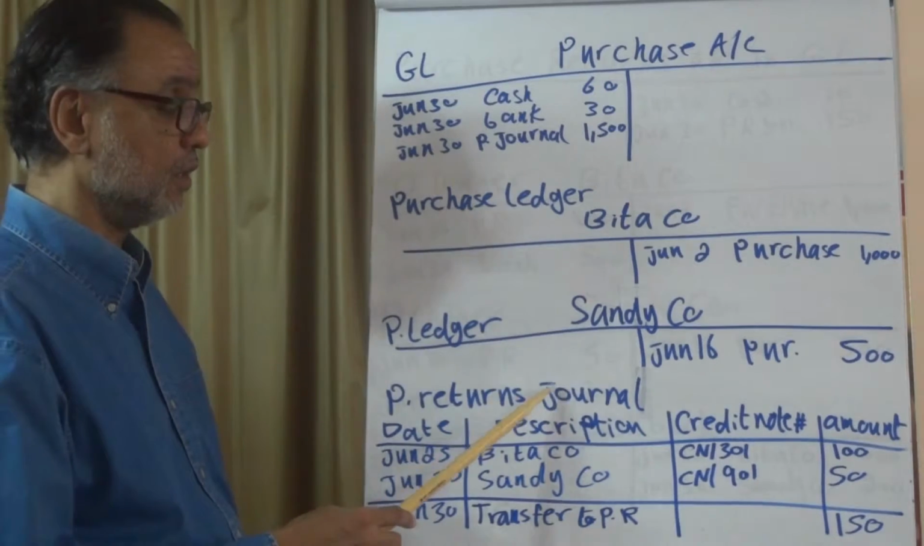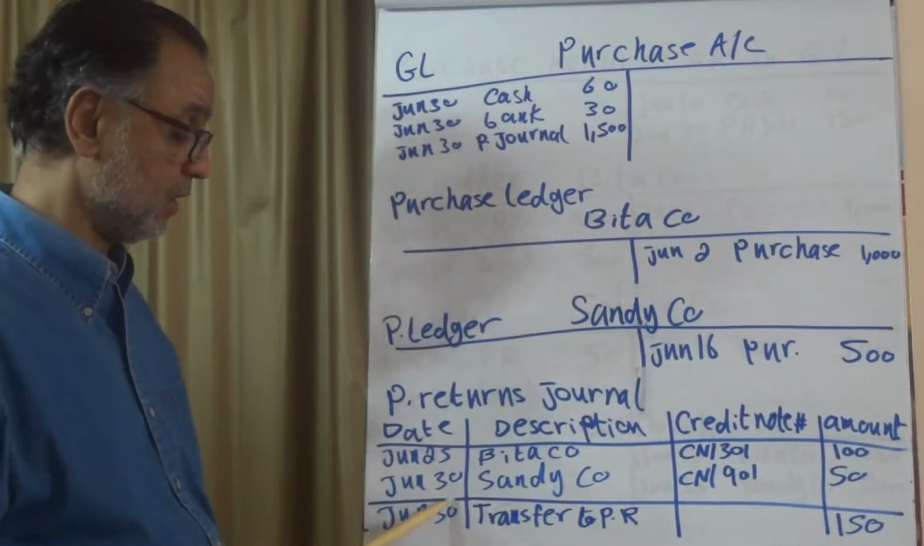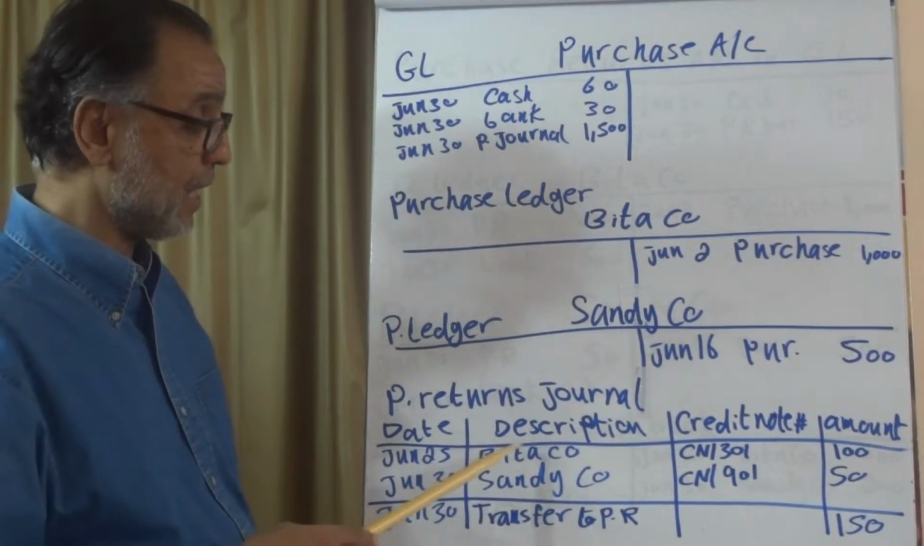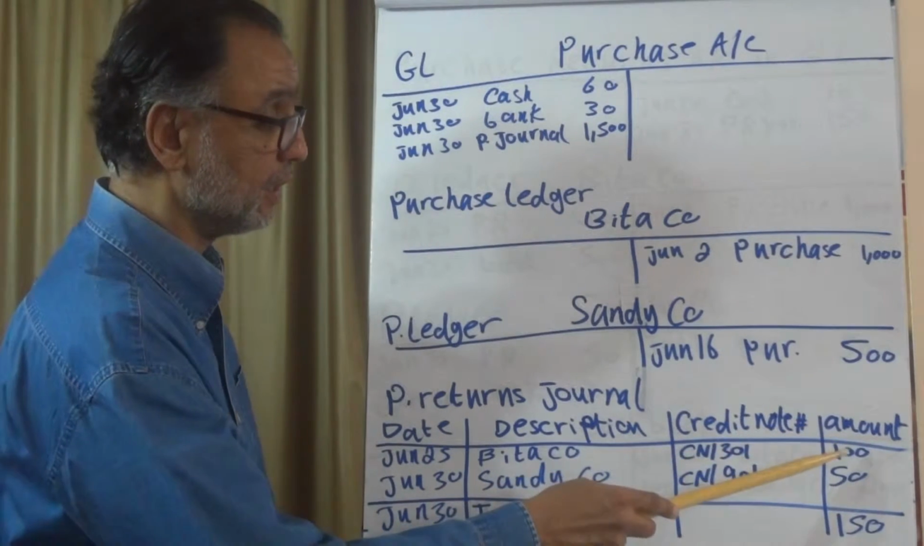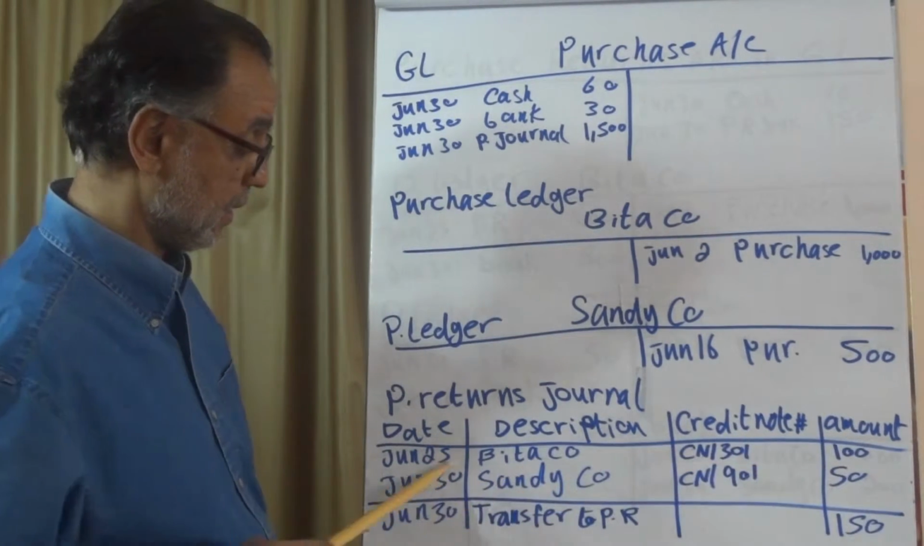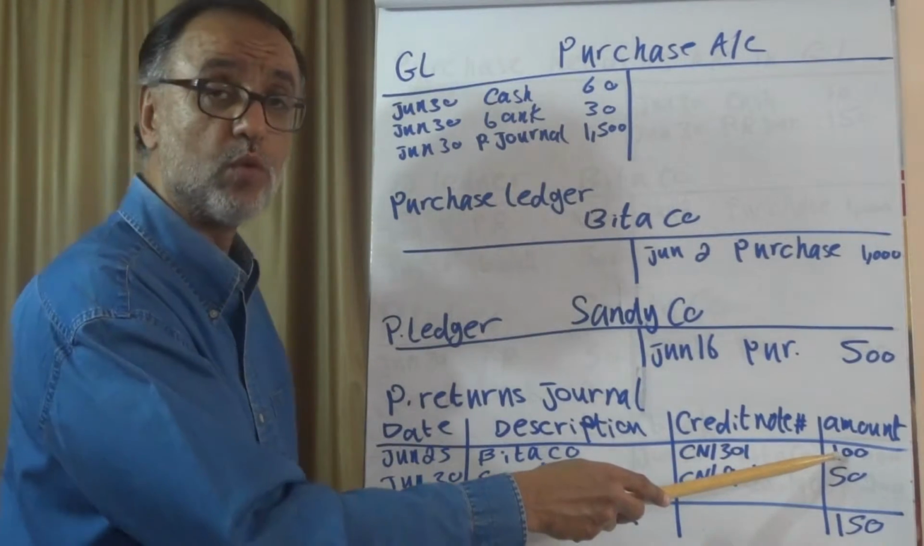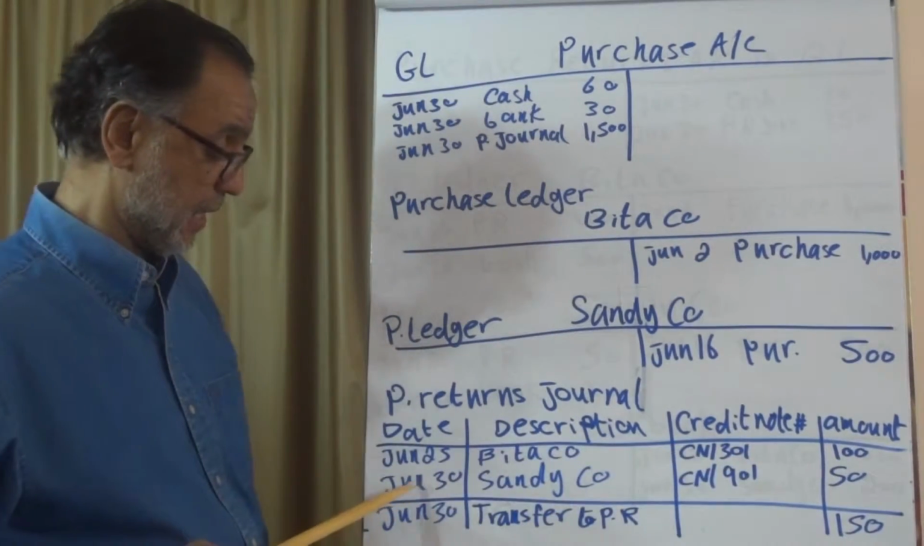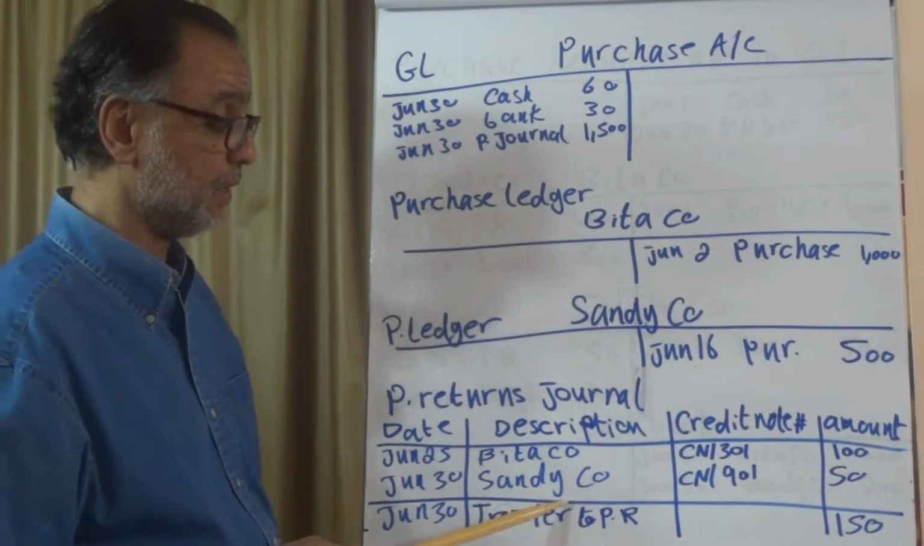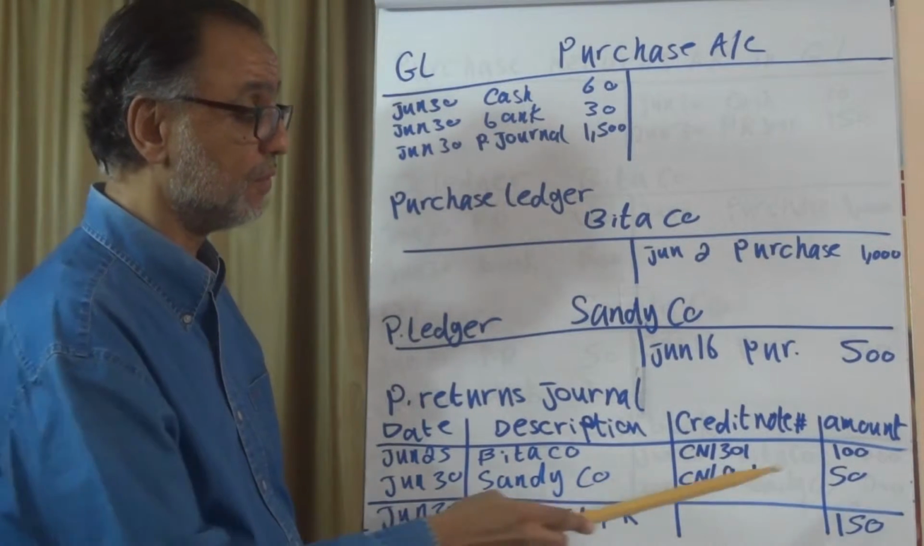Purchase return journal, same thing. We have the journal, we have the entries. The company has decided to return to Beta Company goods worth $100, and Sandy Company received returns of $50.